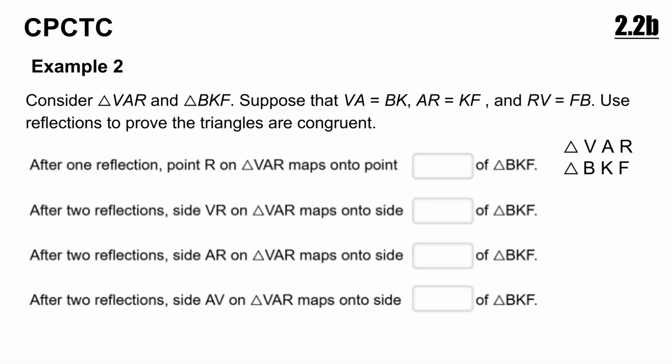In this problem, triangles VAR and BKF are reflections. An easy way to see the corresponding parts is to line up the names in the order of the corresponding parts. So in this case, write VAR over BKF. R is above F, so R will map to point F. V and R are above B and F, so side VR will map onto side BF. A and R are above K and F, so side AR will map onto side KF. A and V are above K and B, so side AV will map onto side KB.